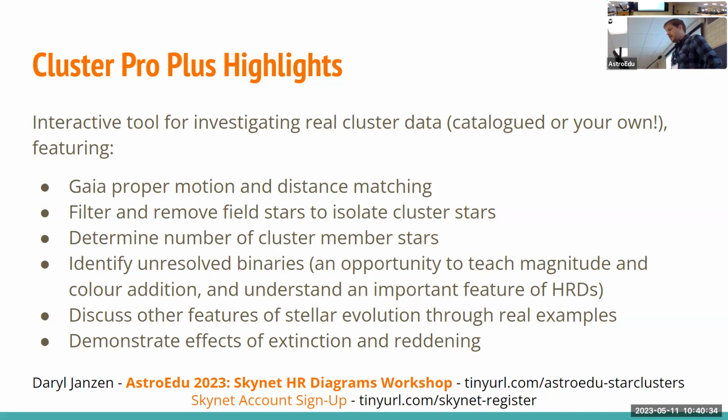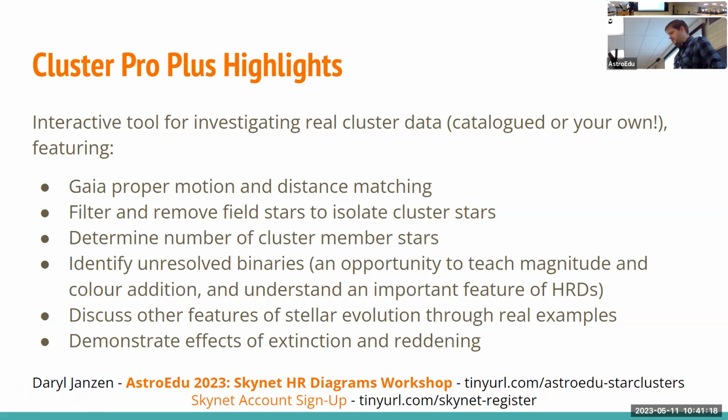So we've got the Gaia proper motion and distance matching, and the ability to filter out and remove the field stars, and determine the number of cluster stars, identify all of the unresolved binaries in a cluster, which gives an opportunity to, as I said here, teach about magnitudes and the magnitude scale. And so it's a tool that's designed for use in a first-year classroom, where you're just teaching people about colors and magnitudes and things, so we can understand all of these features of the HR diagram.